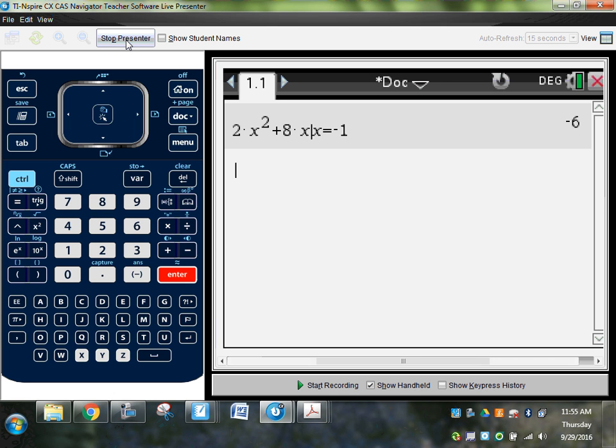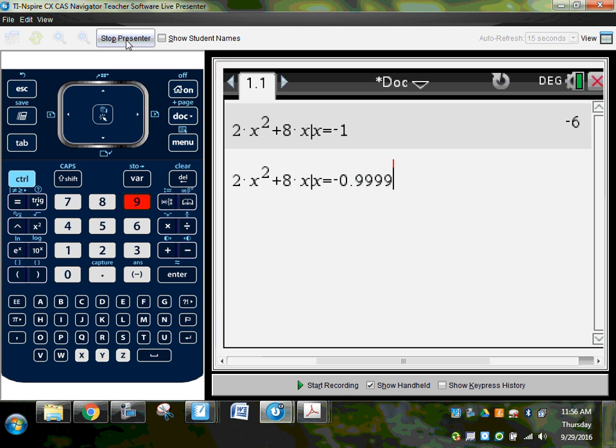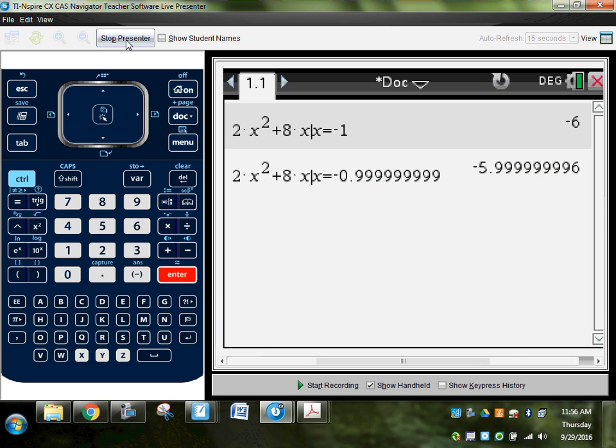Now, you also need to evaluate the function at negative point nine. So go back, -0.9999999, and hit enter. So you get that value.